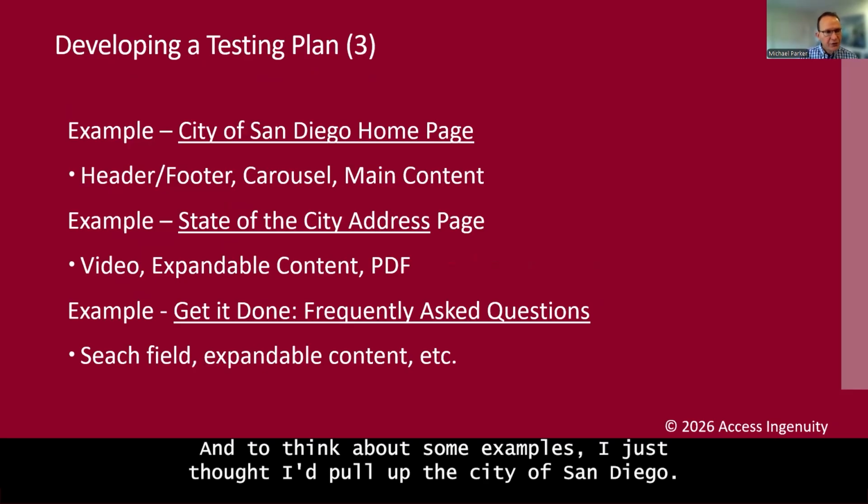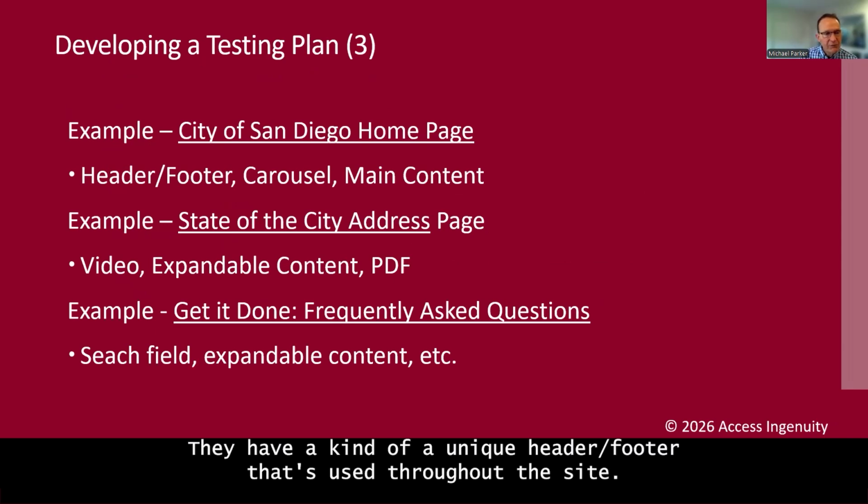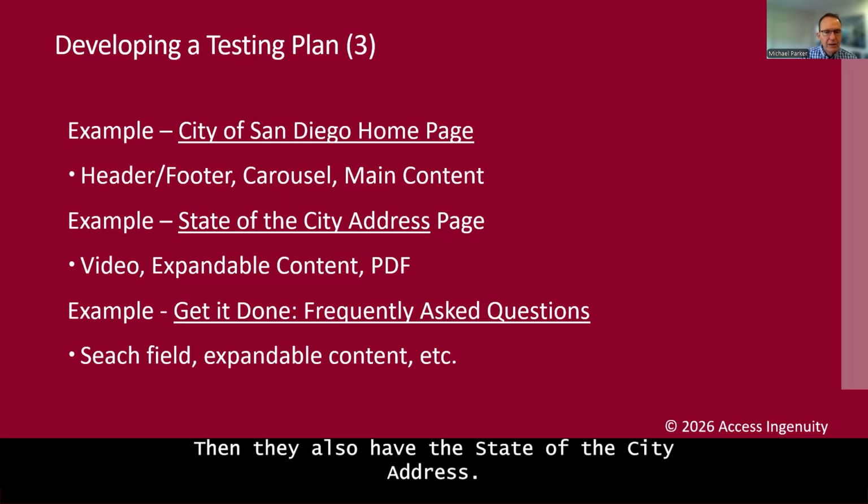And to think about some examples, I just thought I'd pull up the City of San Diego. So one example of a testing plan would be the City of San Diego homepage. They have a kind of unique header and footer that's used throughout the site. They have a carousel, they have main content on the page. Then they also have the state of the city address.